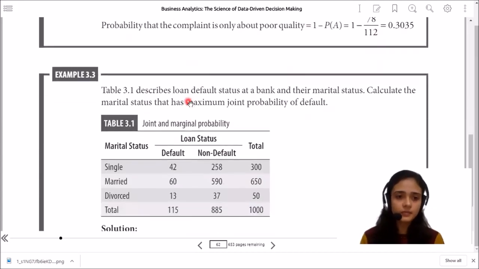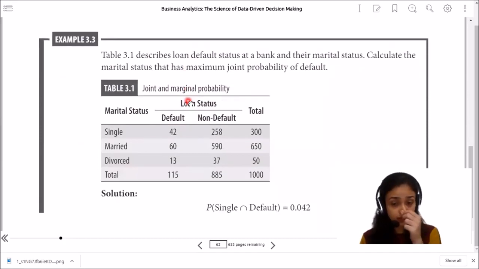0.3035. Now the next example is this table 3.1 describes the loan default status at a bank and the marital status. So calculate the marital status that has the maximum joint probability of default. So over here we have to find out the probability related to the default and the marital status.